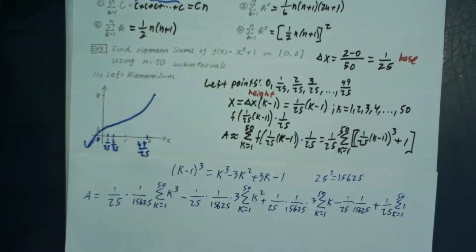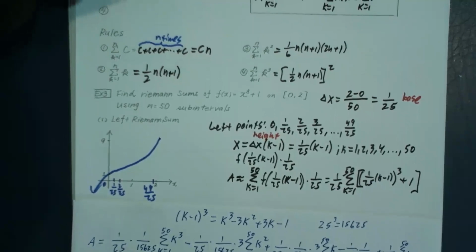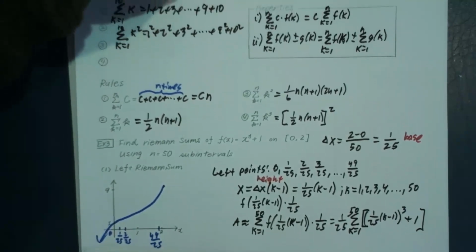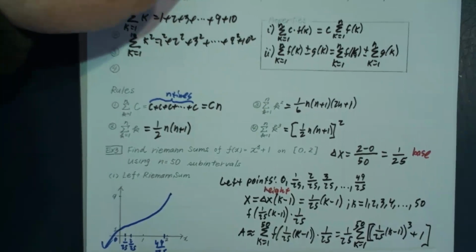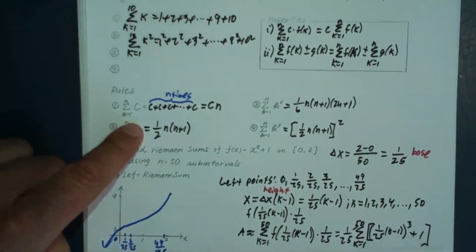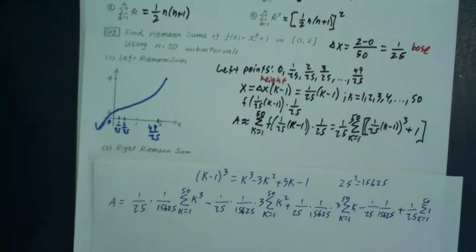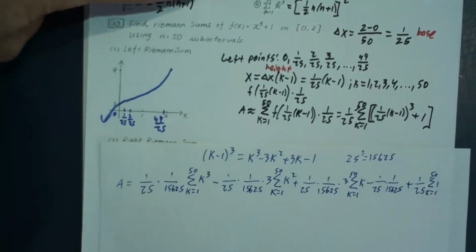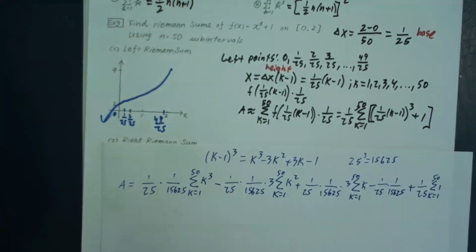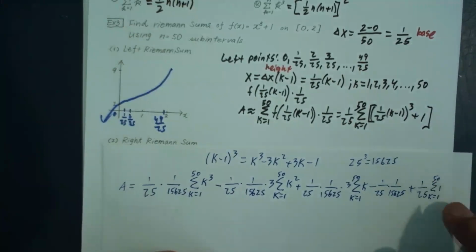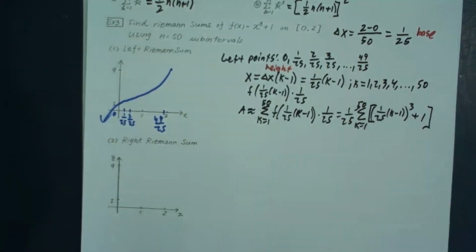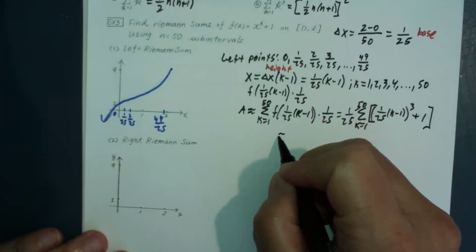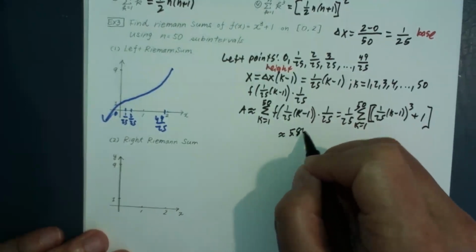Summation of a constant, so we can squeeze that in there. Right here, summation of a constant. Oh, I went too far. Summation of a constant is right here. That's just going to be c times n. So c is the constant 1 over 25, n in this case is 50. So it's going to be 50 times 1/25. And after doing all of that, we get that this is about 5.8416.